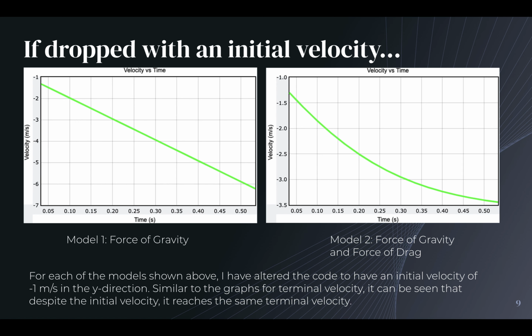If the ball was dropped with an initial velocity, the balls would reach the same terminal velocity. The only way that the terminal velocity would change is if the initial velocity were to be greater than the terminal velocity. For each of the models shown on the screen, I have altered the code to have an initial velocity of -1 meters per second in the y direction. Similar to the graphs for terminal velocity, it can be seen that despite the initial velocity, it reaches the same terminal velocity.